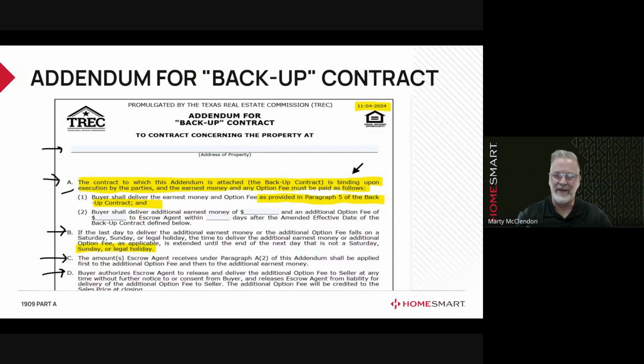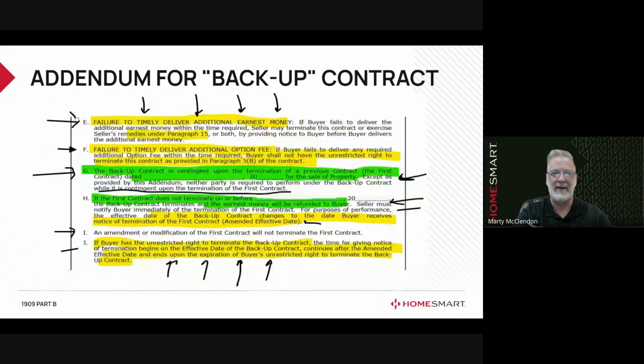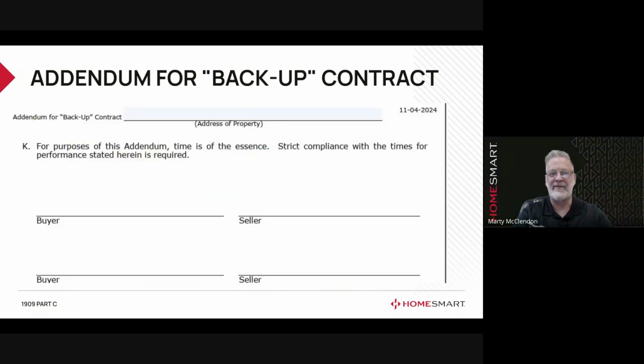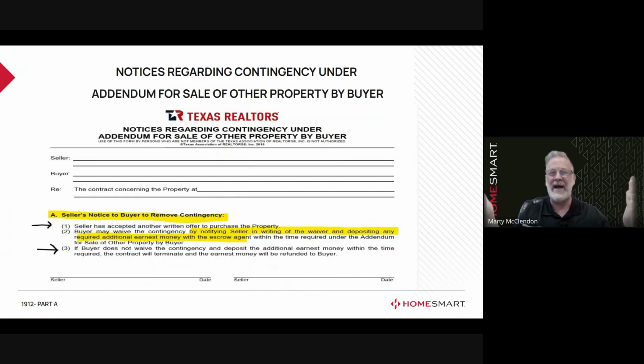The only way we can do this is if the backup addendum clearly states nothing takes effect until the notice from the seller telling you the first one's terminated. So there's no dual selling of the same property, okay? And of course, there's a contingency in place. Now you've got the backup offer in place, and you've got the first offer in place. The backup offer triggers the right for the seller to give notice to the first buyer, as we said, using the form 1912, saying, hey buyer, we received an offer. You're on the clock to make a decision, okay?